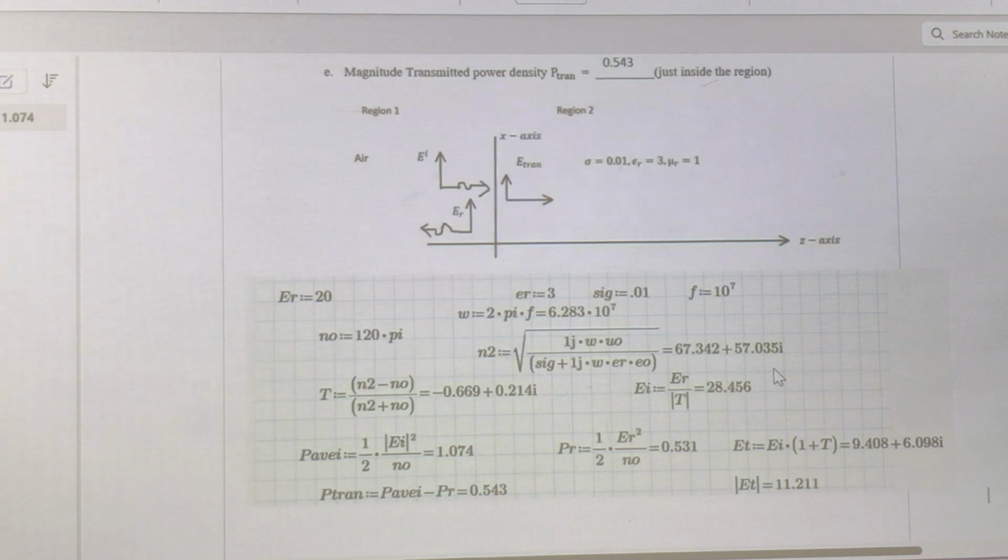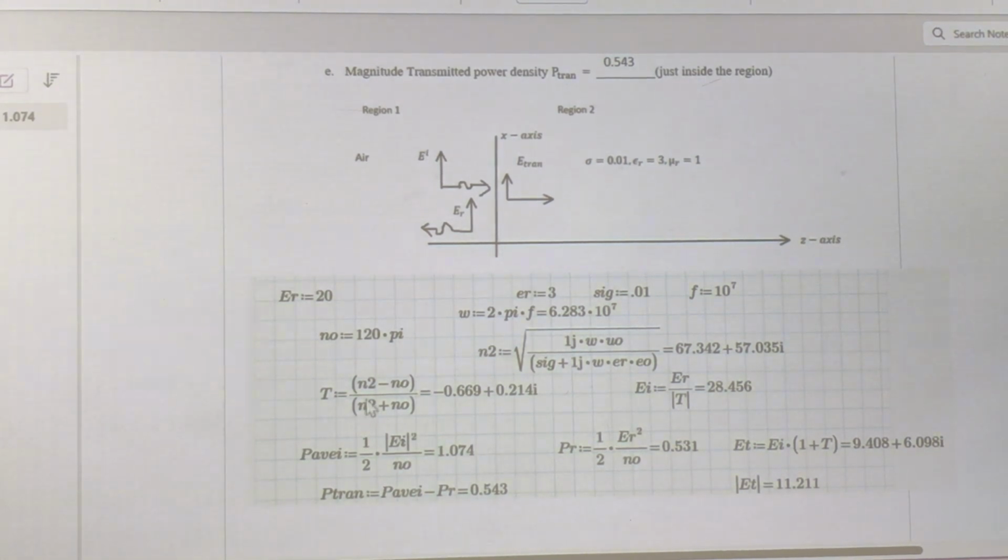Now that's the magnitude of eta 2, and you don't just take the real part. To get the reflection coefficient, it's eta 2 minus eta naught. That's where you're coming from, is air, and eta naught's 120 pi, over eta 2 plus eta naught, which is this value. Now you notice you can't just take the minus 0.669.